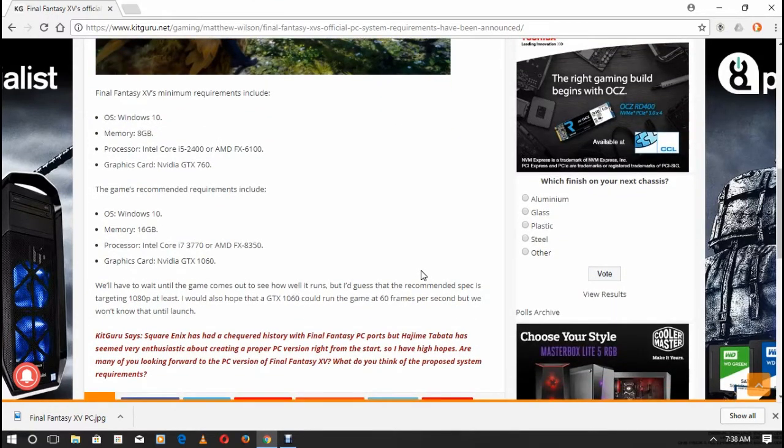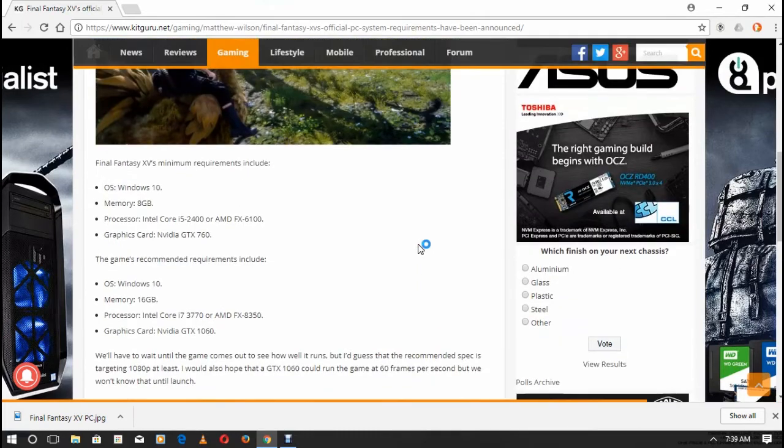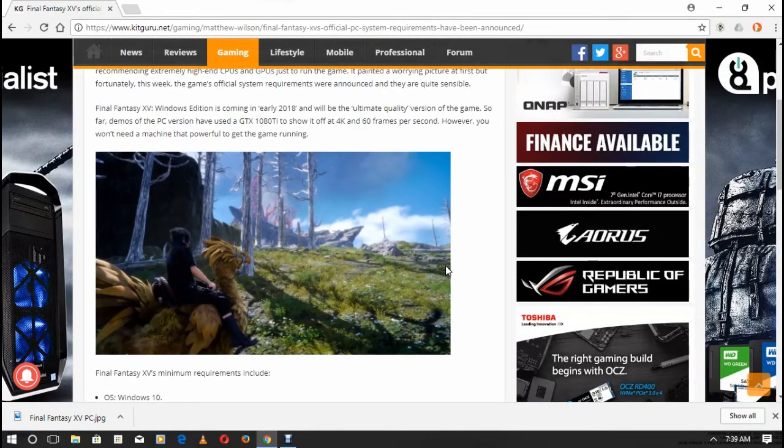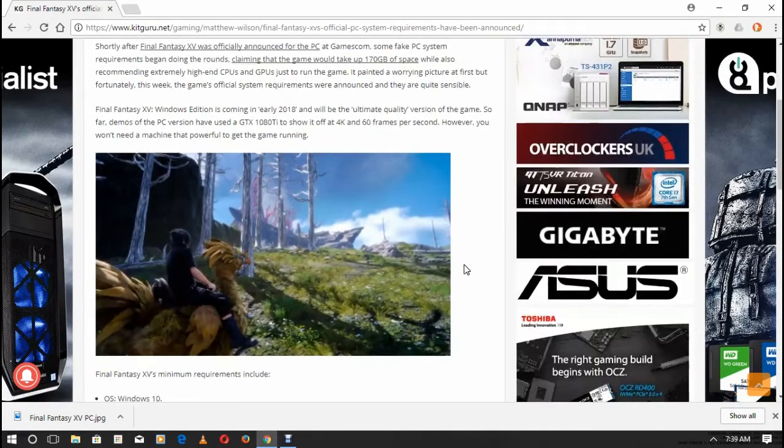And for the recommended requirements, of course, you want the OS Windows 10, 16 gigabytes of memory so you can run more smoothly, the processor Intel i7-3770 or the AMD FX-8350, and a graphics card NVIDIA GTX 1060. So those are the official specs for the PC, so you don't have to worry about none of that fake news.